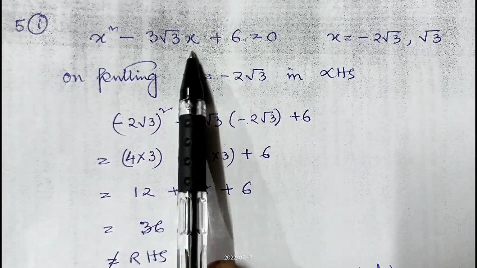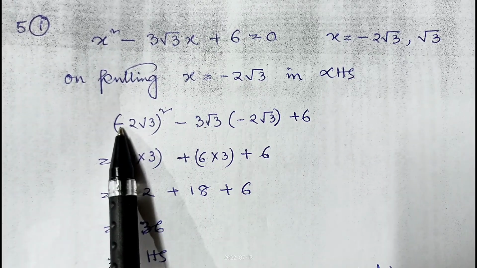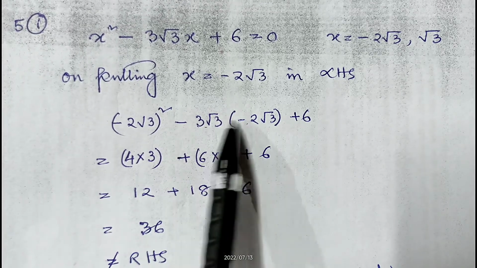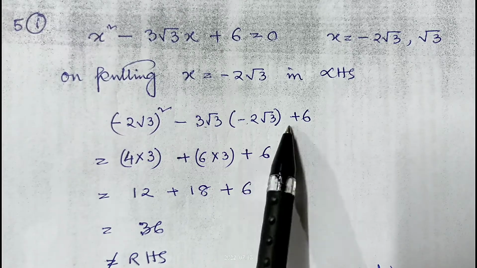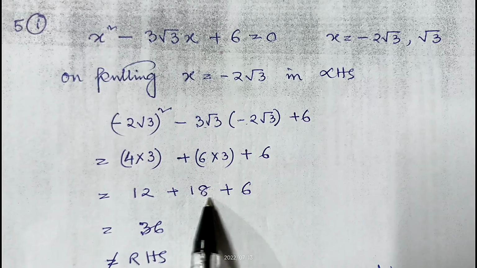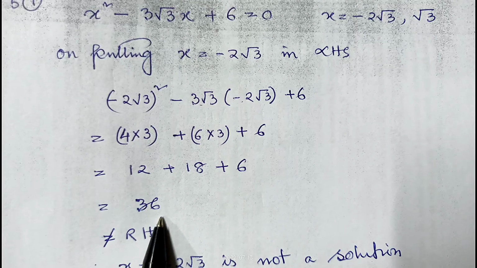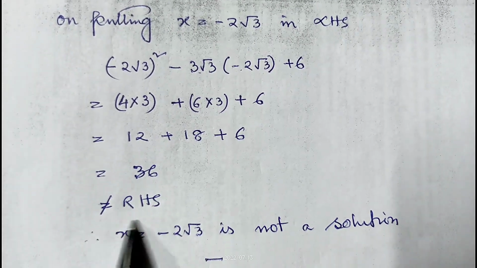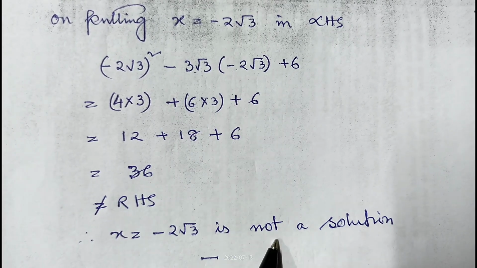So in the left hand side, instead of x, we have written -2√3. Minus minus plus, 2 square will be 4, √3 square is 3. Minus minus plus, 3 times 2 is 6, √3 into √3 will be 3, plus 6. 3 fours are 12, plus 3 sixes are 18, plus 18. Now all are positive, so if we add, we are going to get 36. But in the right hand side it is 0 and we got 36, which is not equal to the right hand side. Therefore x = -2√3 is not a solution.